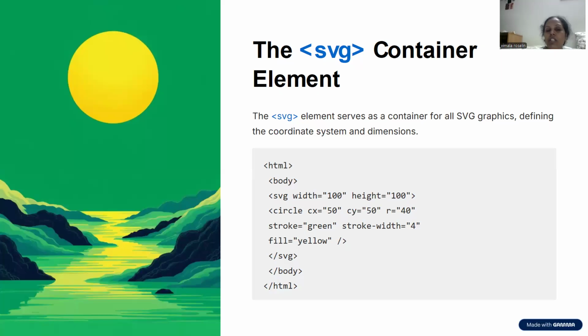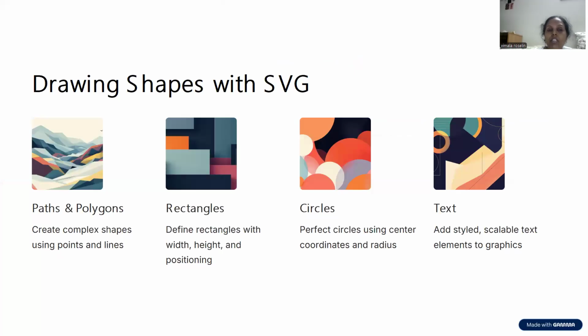The stroke color can be given, and the stroke width also. If you want to fill the circle with color, there is an attribute called fill. Its value must be given within double quotations. Everything has to be written within the SVG tag. We get a small circle with a green stroke and yellow color inside. That is the output for that particular code.